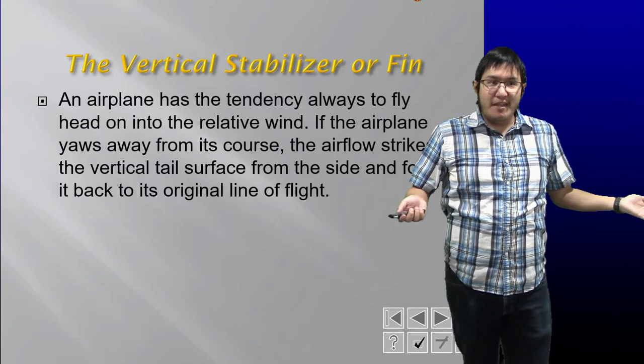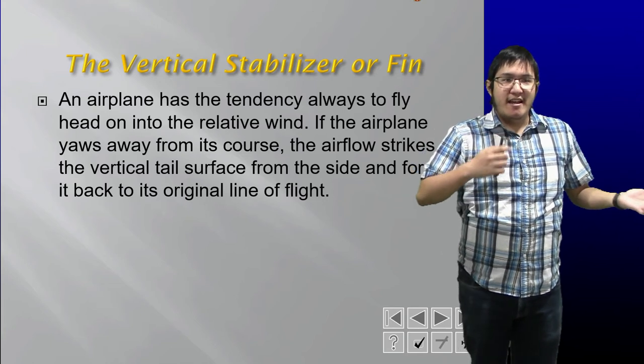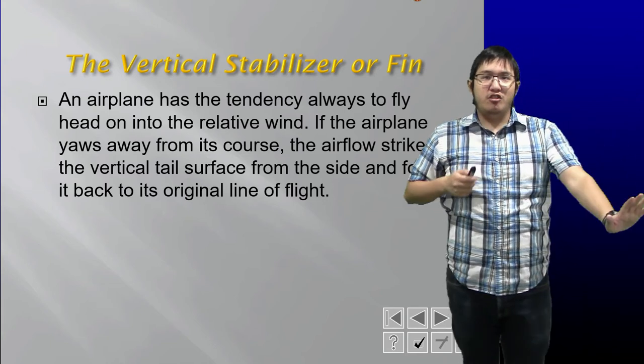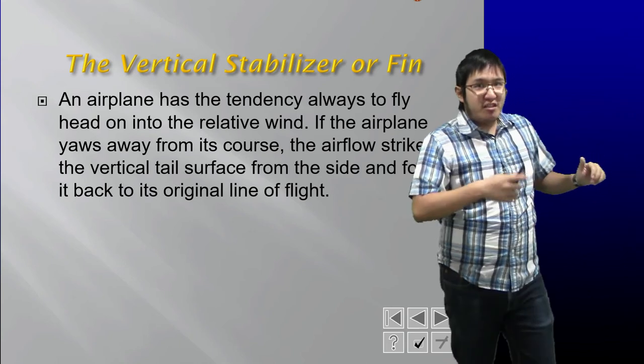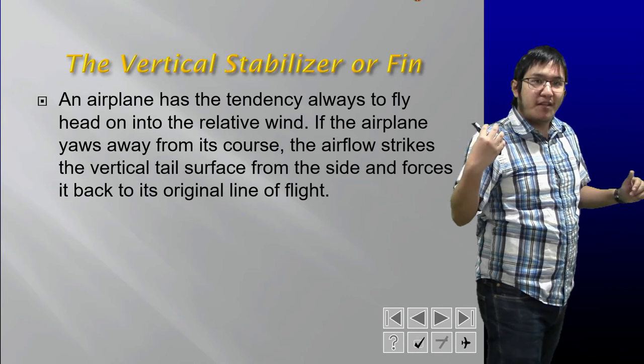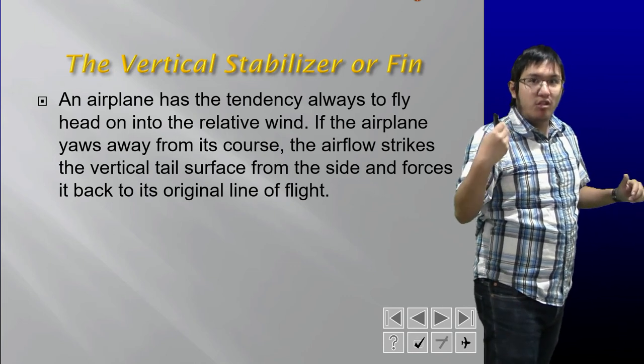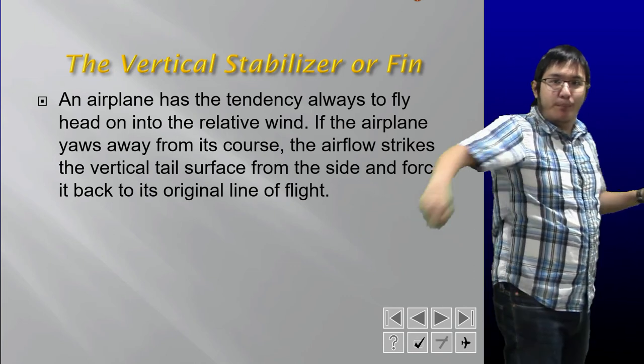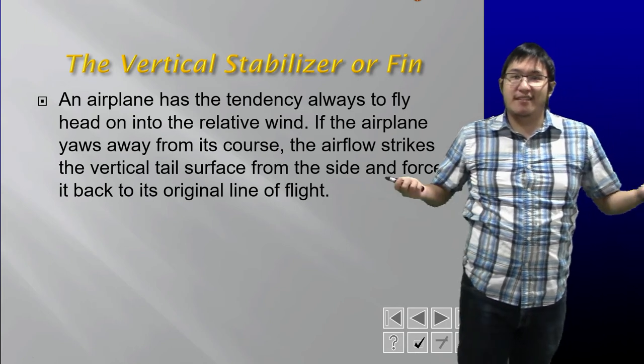Similarly, when we're up in the air, we have airflow coming in. Let's say we yaw dramatically to the left, then we're exposing that relative airflow to a lot more tail surface area, which will create more drag in the tail and push the tail back into place, essentially.